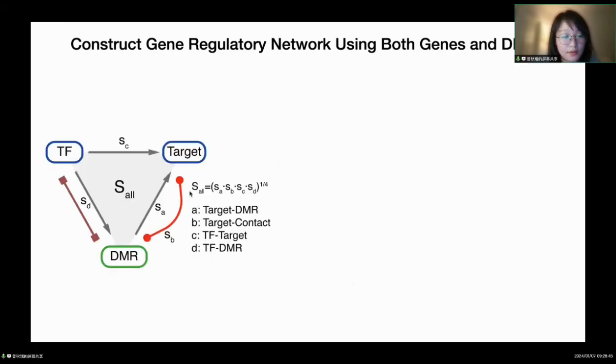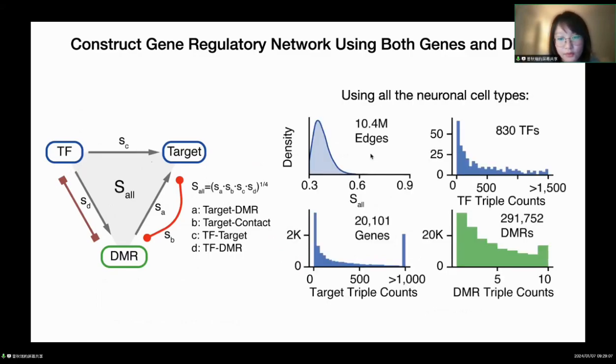And after building them pairwise, we require three of them to be part of it. Basically, we need all three to be involved in pairwise correlation to be able to call a gene regulatory network. After this filtering, we got 10 million triplets involving 3 elements, and in total 800 unique transcription factors, 20K genes, and 3000K DMRs, which are likely the cis regulatory elements.